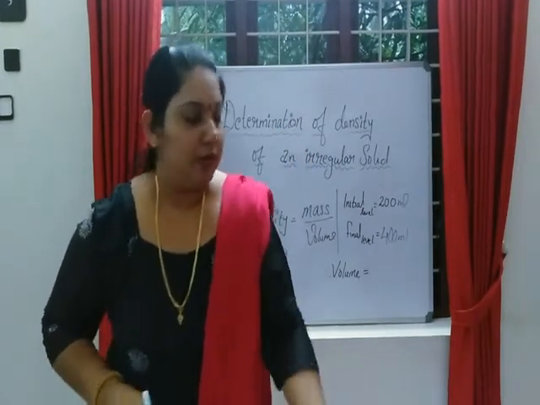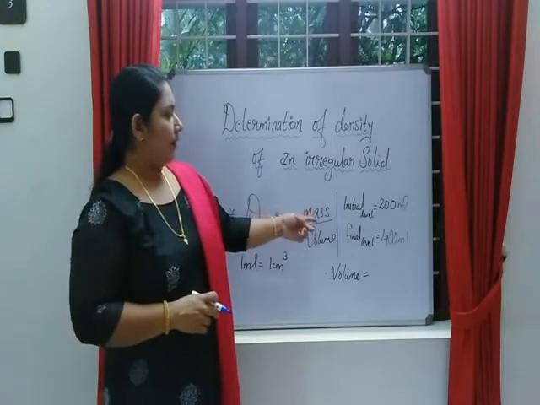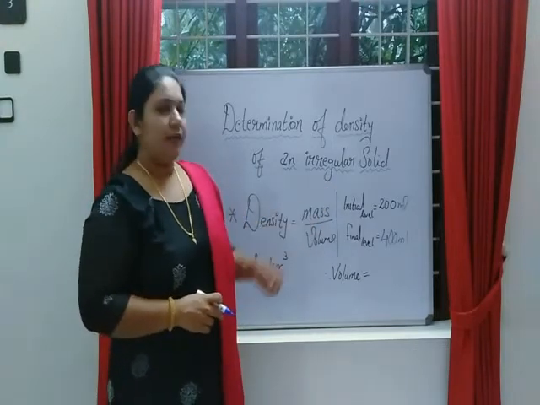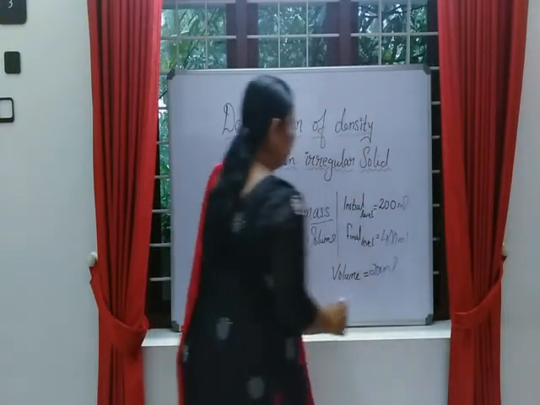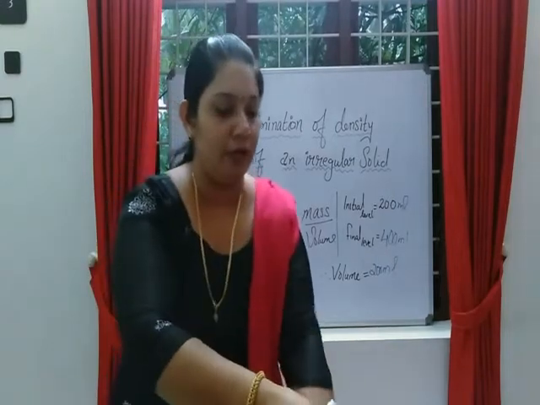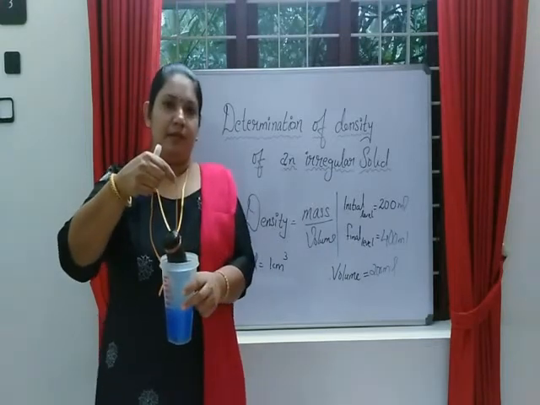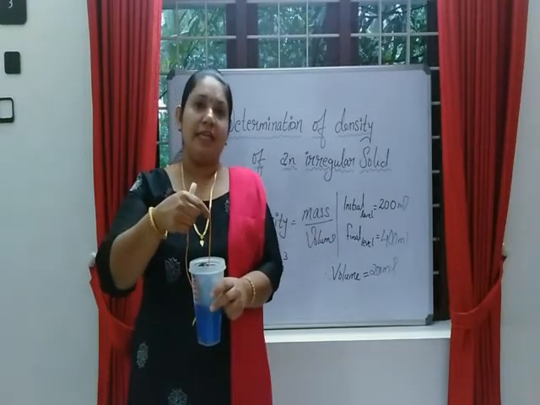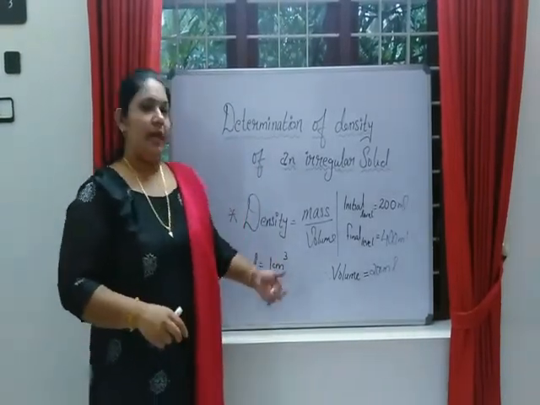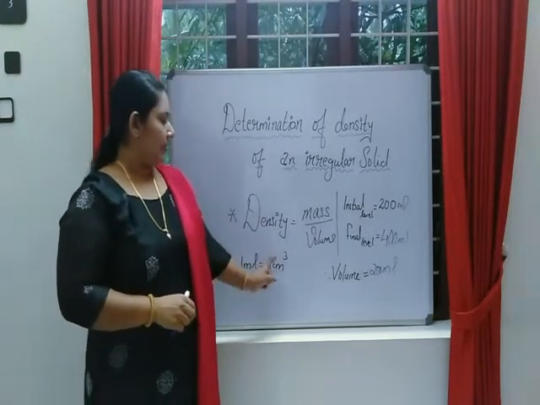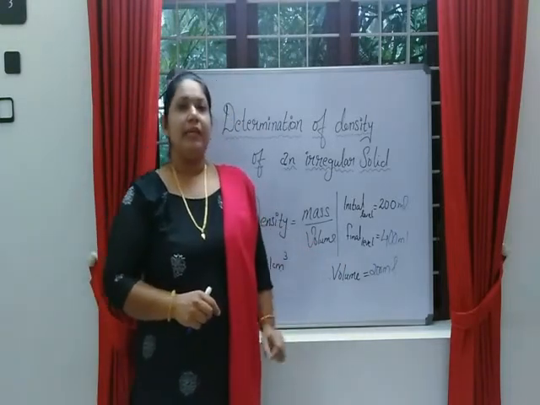Now we have to subtract final level minus initial level. 400 ml minus 200 ml, we will get 200. So the volume of this irregular object is 200 ml. The SI unit of volume is centimeter cube. The relation between milliliter and centimeter cube is 1 milliliter is 1 centimeter cube. So the volume of that stone is 200 centimeter cube.